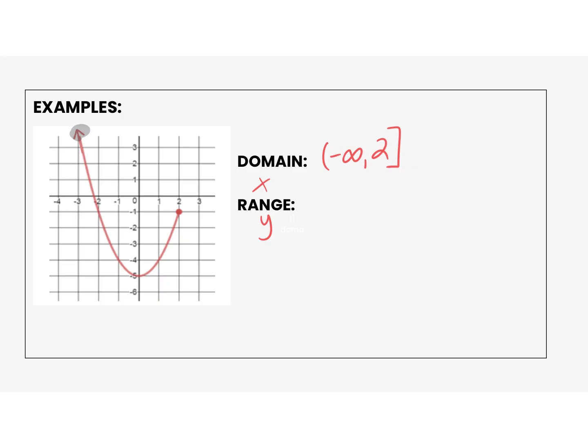If I'm thinking about the range, again, bottom to top, my lowest y value is -5, and that is a point on the graph, so that is included. So that's a bracket, and it's going to keep going all the way up to infinity. So that's a parenthesis. Again, that's what that arrow shows us.